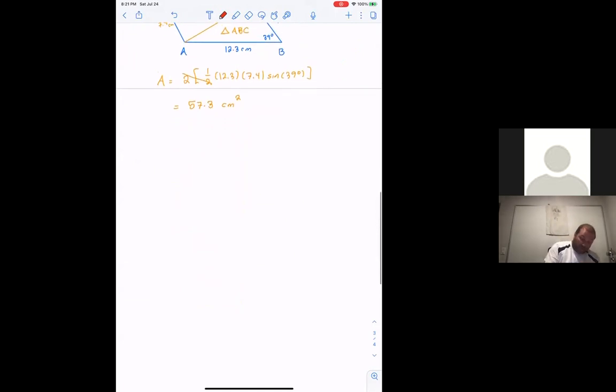Another example. A roof is in the shape of an isosceles triangle, triangle PRQ. Why would they say PRQ when they say PQR? That's just weird. That's just wrong. But anyways, it's in the shape of an isosceles triangle, PRQ, where PQ equals RQ. So here's PQ and RQ. P hat is 61 degrees, and PR is 12 centimeters. Find the area of triangle PRQ.